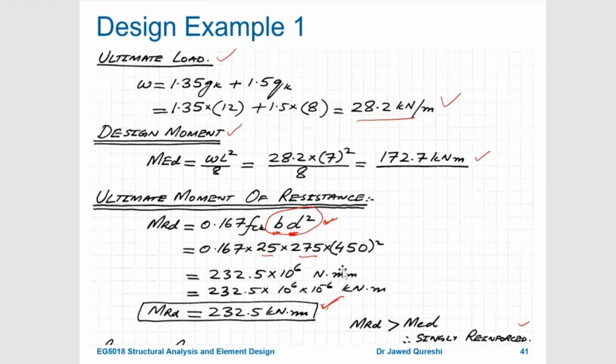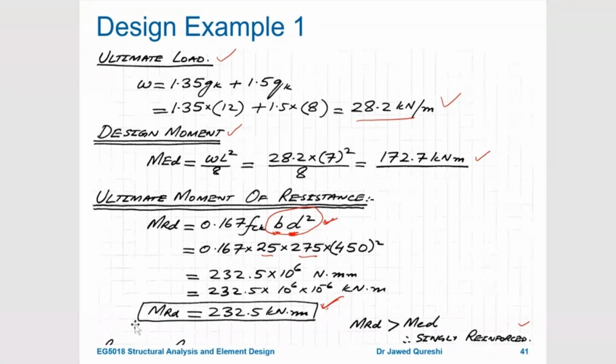This is one of the most common mistakes in exams: people will not convert this into kilonewton meter and will treat this very high value as kilonewton meter. Remember that whenever you get a very high value for MRD, which is not comparable, it means that you have made some mistake. So you have to convert this into kilonewton meter. That's why you divide it by 1000 and then divide it by 1000, meaning multiply with 10 raised to minus 6, to convert it into kilonewton meter.